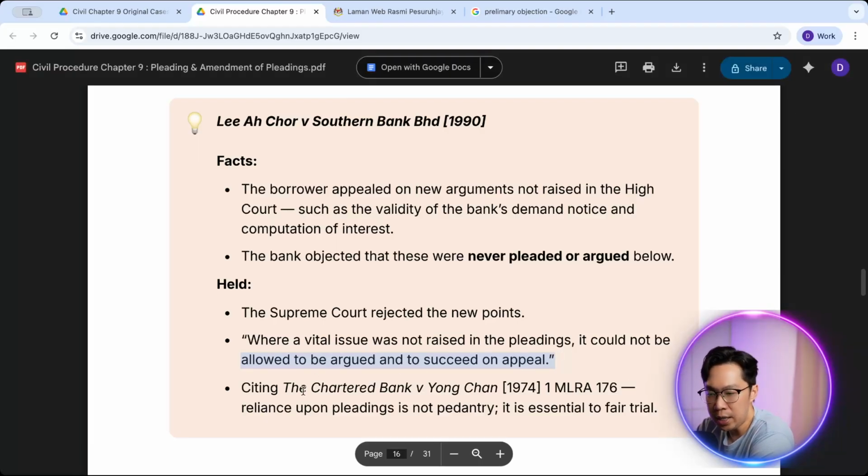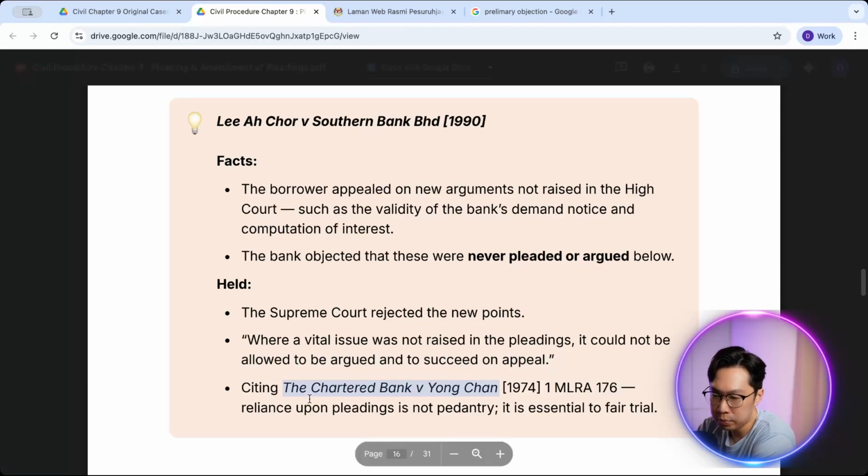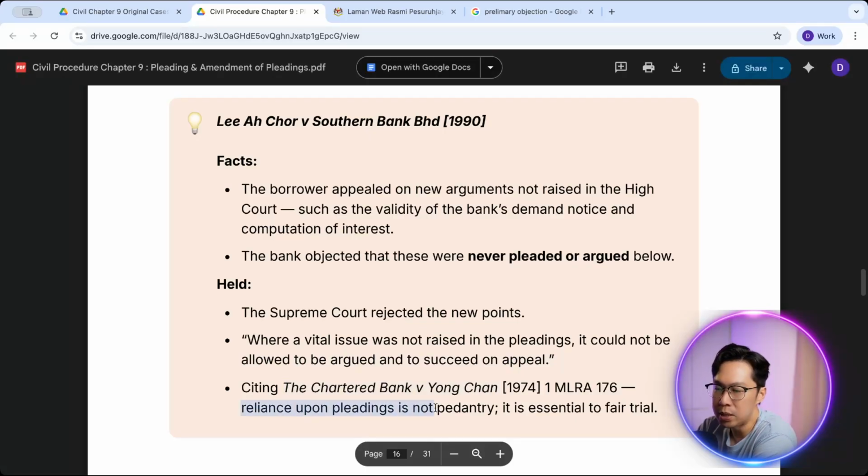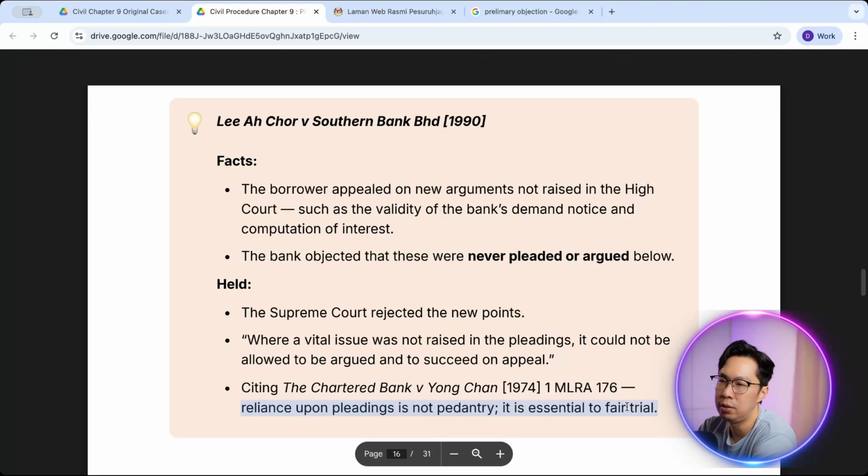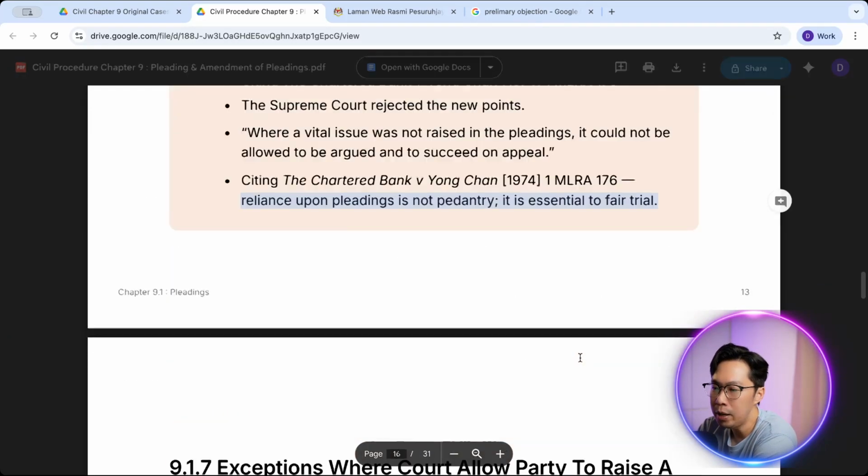You also see in this case, Chartered Bank and Yong Chan. Reliance upon pleadings is not pedantry. It is essential, meaning it's a definite requirement. Okay?